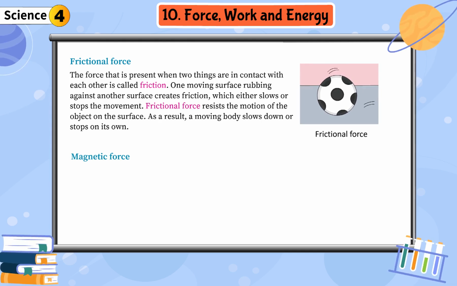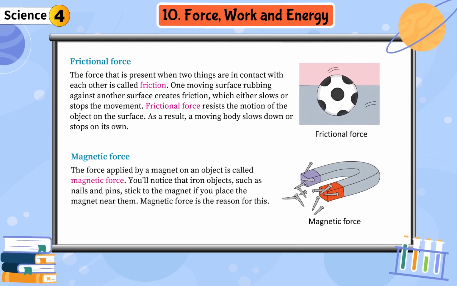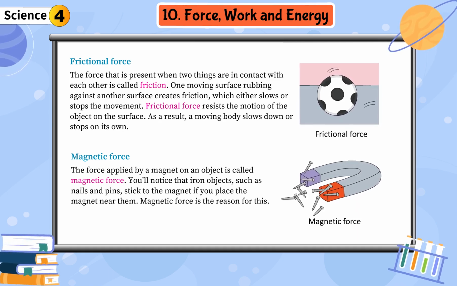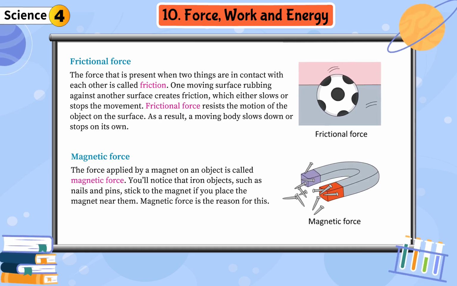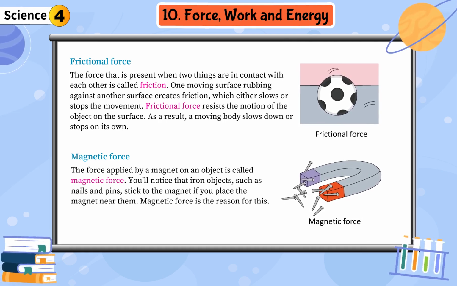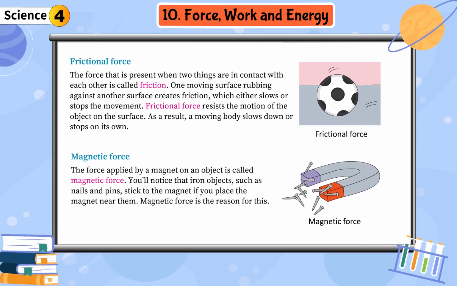Magnetic force. The force applied by a magnet on an object is called magnetic force. You'll notice that iron objects, such as nails and pins, stick to the magnet if you place the magnet near them. Magnetic force is the reason for this.